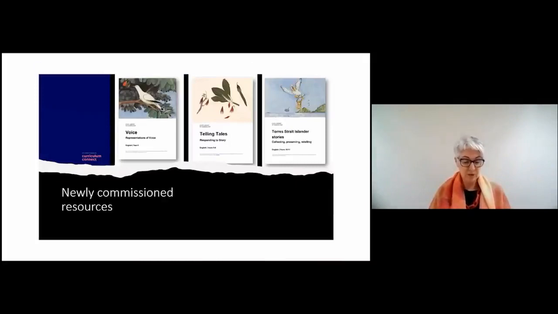An example of newly commissioned resources include 3 units of work that focus on Torres Strait Island stories collected by Margaret Laurie, a teacher, on her many visits to the islands in the 1950s, 60s and 70s. These align with the Australian curriculum for English and feature links to the digital telling of these stories by contemporary Torres Strait Islanders in their own languages.